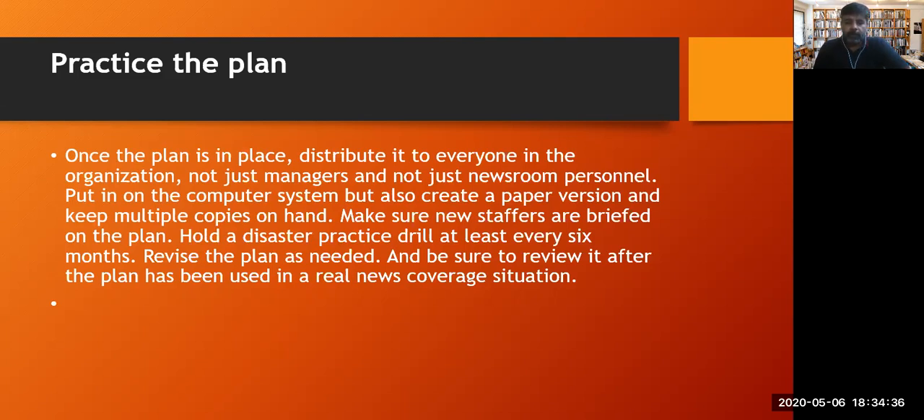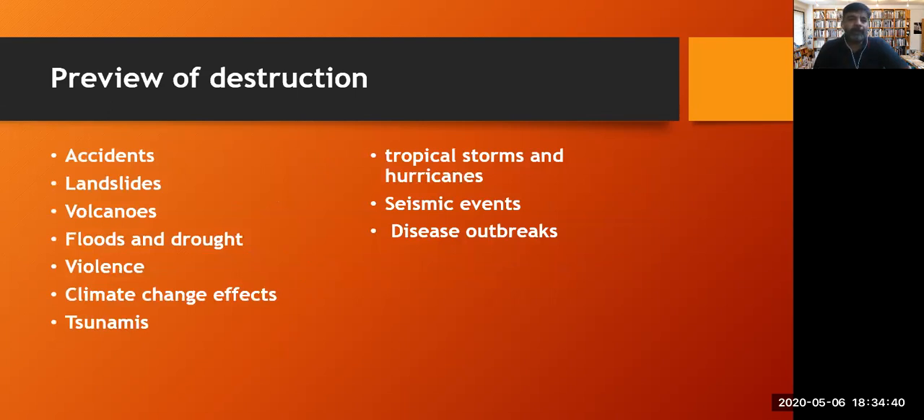Because when a disaster strikes, you usually do not have time. Disasters could be accidents, landslides, volcanoes, floods and droughts, violence, climate change effects, tsunamis, tropical storms or hurricanes, seismic events, which actually happen in Pakistan, and disease outbreaks, which currently are in Pakistan, in fact, in the whole wide world. So these are emergency situations, because when an emergency strikes, you actually do not have time to plan enough. So you need to plan in advance. Disaster or humanitarian reporting or emergency reporting or crisis reporting is all about planning. You have to plan it in advance, because you do not know what is going to strike your country in the future.